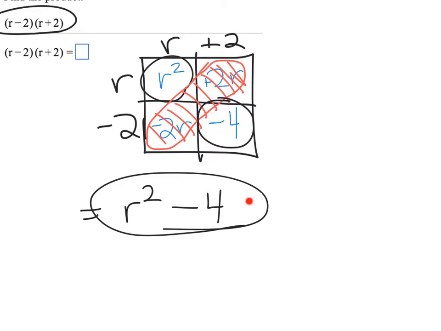So this is a special thing. It's called a difference of squares. The reason it's called a difference of squares is because r squared is r times r, and 4 is 2 times 2. It's a little bit of trivia right now. It's not important for you to know this yet, but I just wanted to point out that this is called a difference of squares.